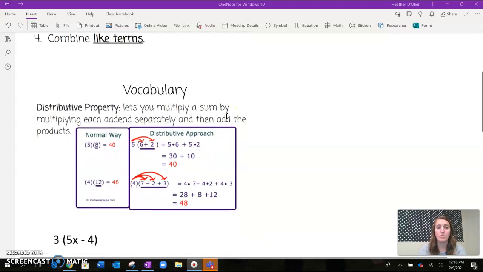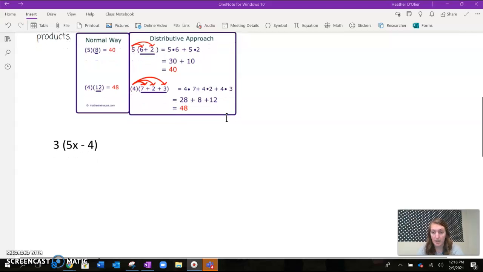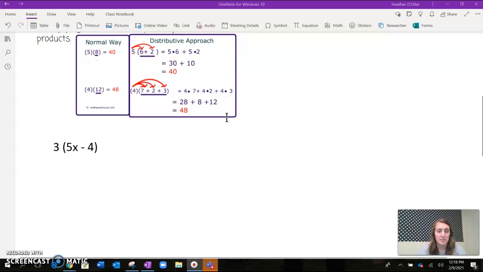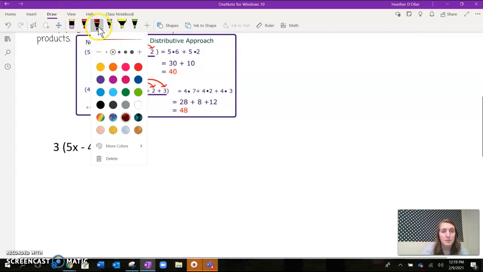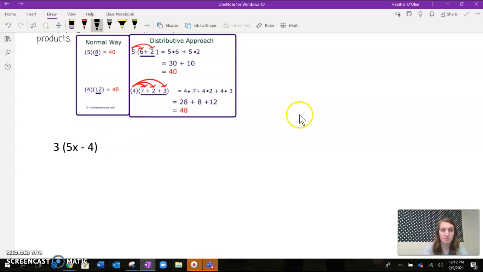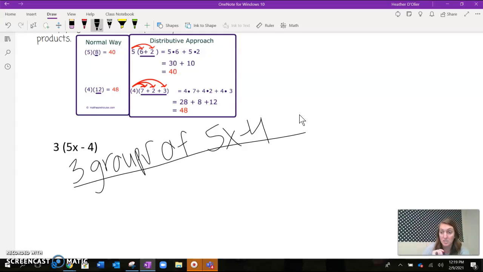But also, don't forget that just in general, multiplication means groups of. So I'm going to model that with this one. It says 3 times 5x minus 4. When we have a number next to parentheses, that means multiplication. This can also mean 3 groups of 5x minus 4. That's what multiplication tells us.